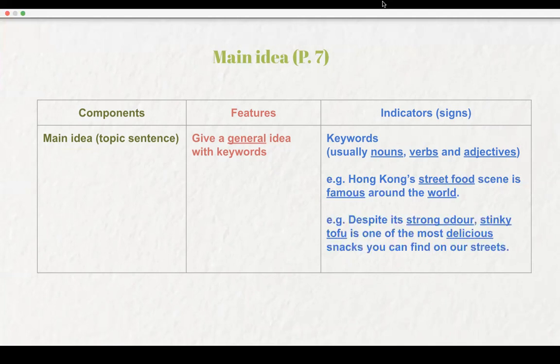Let's take a look at another example. Despite its strong odor, stinky tofu is one of the most delicious snacks you can find on our streets. Strong odor, stinky tofu, and delicious are the keywords this time. And by looking at them, you can understand this sentence and understand the main idea super quickly.